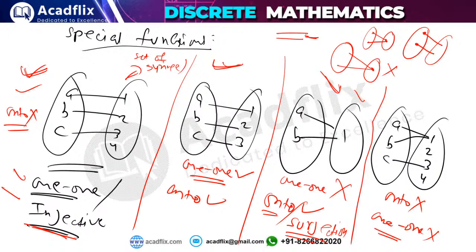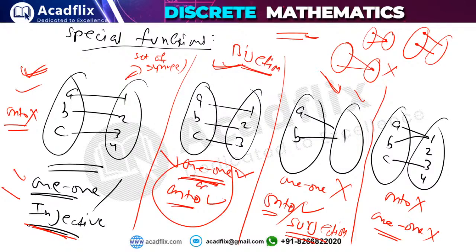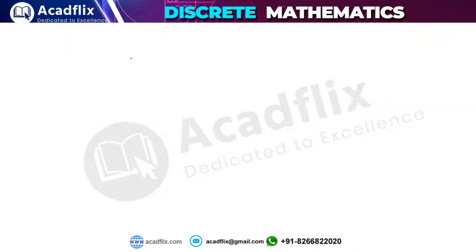Now this function, which is both one-one and onto, is called a bijection, or bijective. Bijection means one-one and onto, which means injective and surjective. So these are some special functions we have seen. Let me cover what this bijection is.